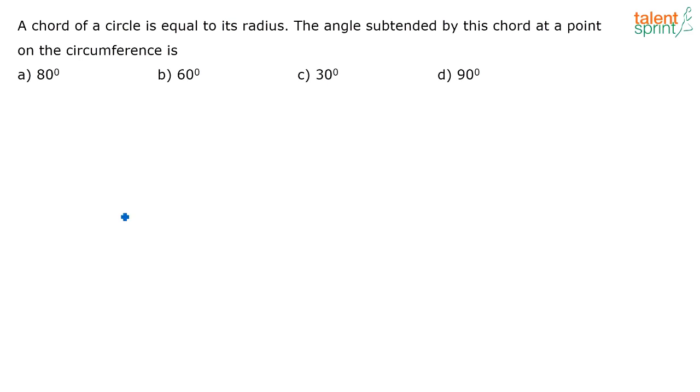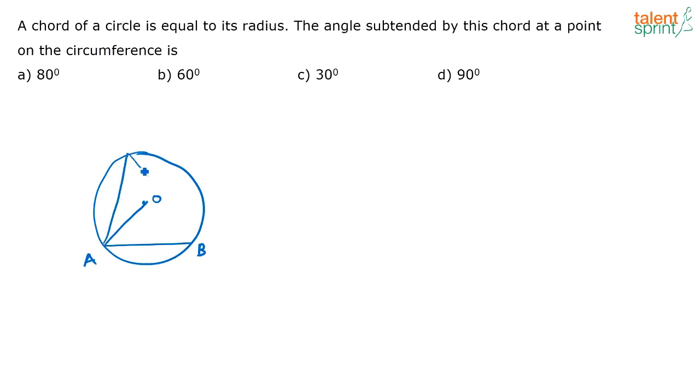Okay, so let's go about solving it. So what is given? There is a circle, and there is a chord which is equal to the, let us say the chord is AB. The length of this chord is equal to the length of the radius of the circle. So now the question is the angle subtended by this chord at a point on the circumference. So let's take some point like that. So the question is what is the angle subtended by this chord at some point, let's say it's C. Now you need to find what is this angle.